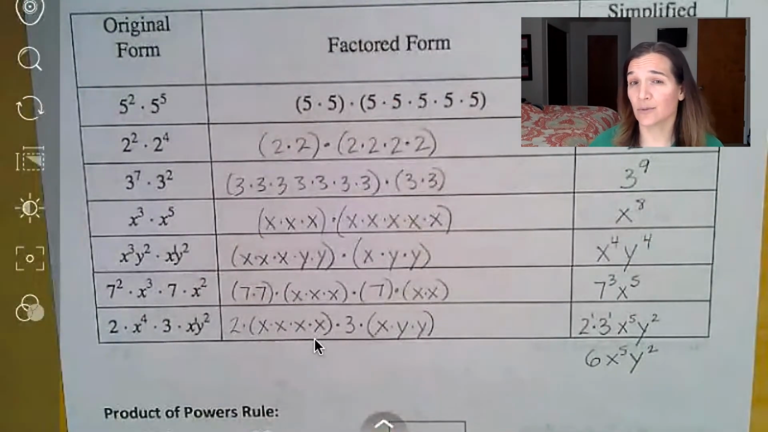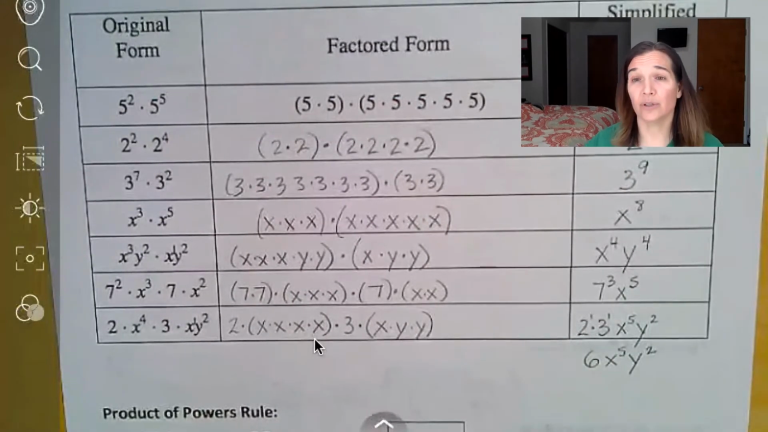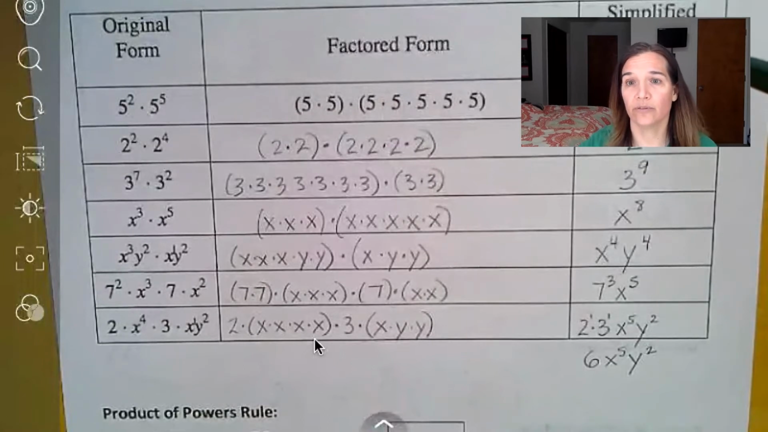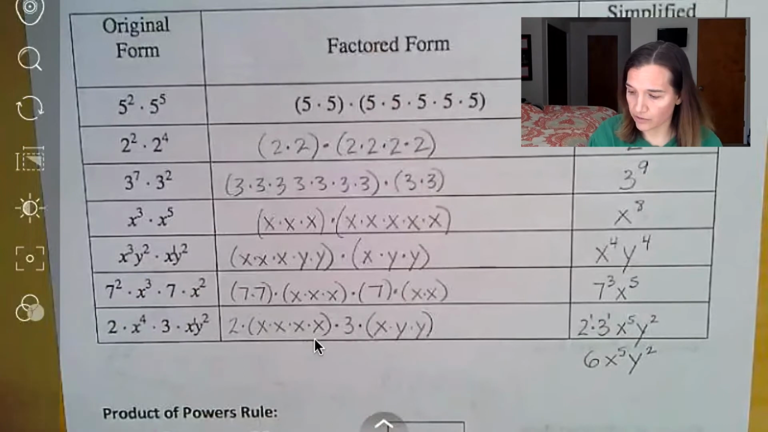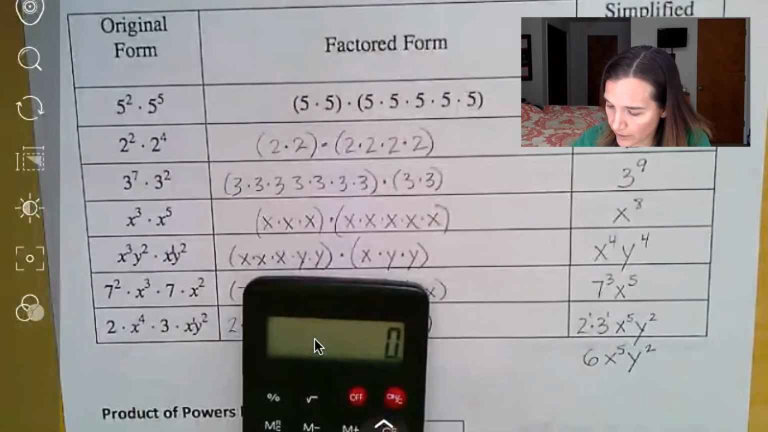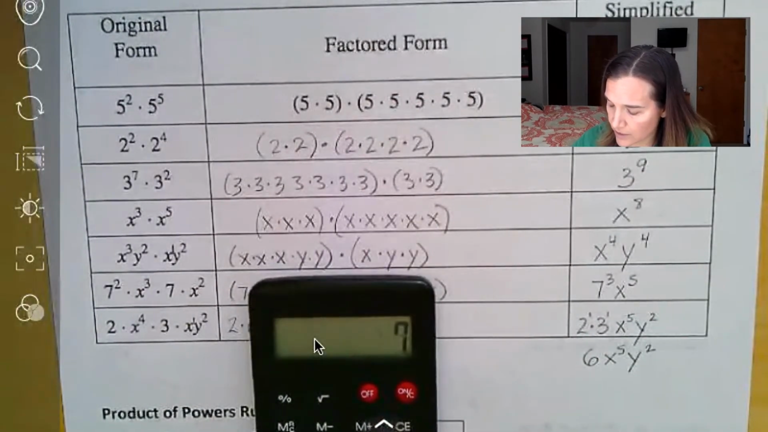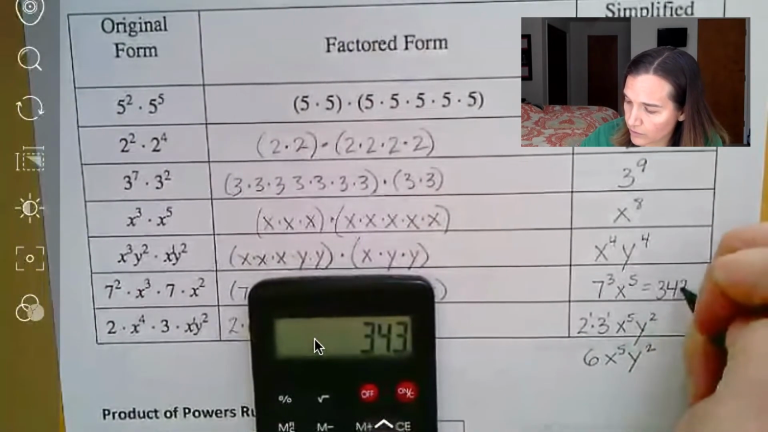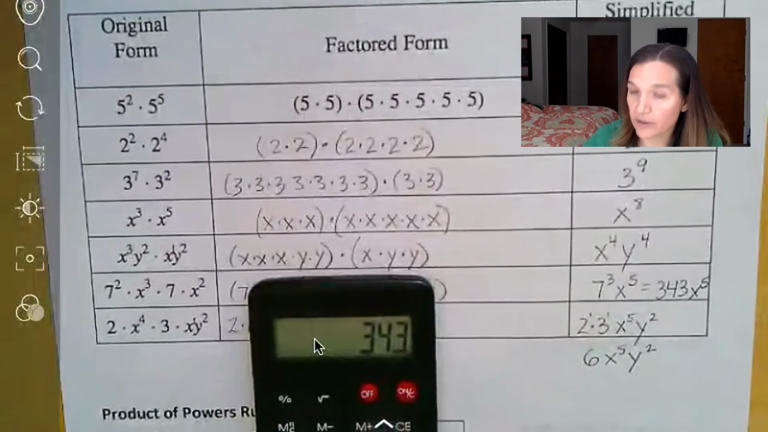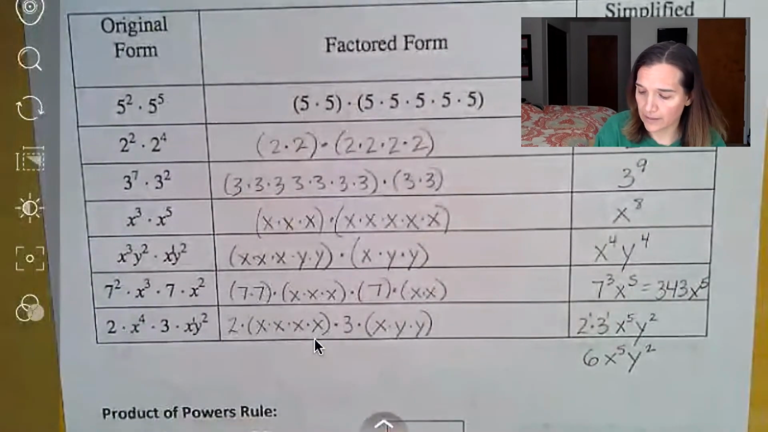And technically, that's what you're going to do for all these problems. So if you can multiply out the numbers, you should, unless it asks only for simplified exponent form. Otherwise, change the numbers into whatever they are. For example, on this one, we would have 7 times 7 times 7, and that gives us 343 x to the 5th power. So we could do that one instead.